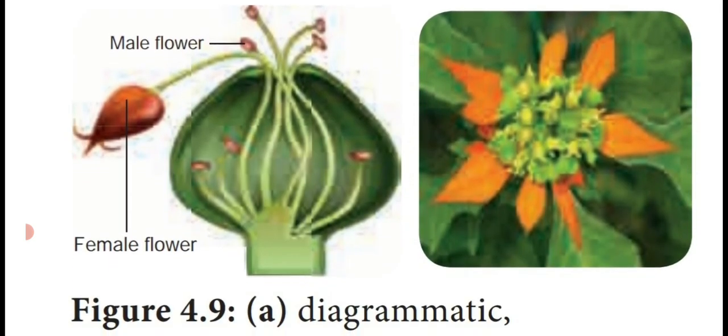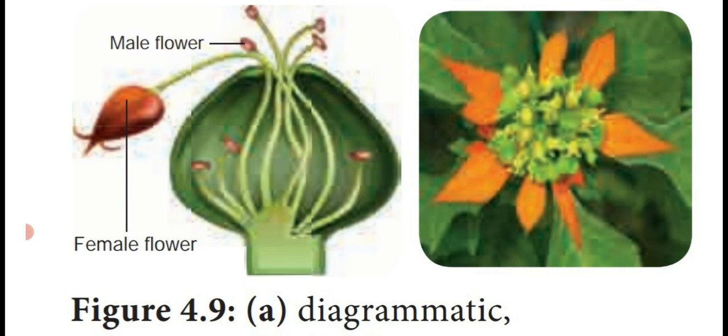This is the cyathium inflorescence. See the first diagram. A green color portion which looks like a cup-shaped structure is known as involucre. Then at the center, they are having many male flowers which contain only one stamen at the tip. Then at the center, they are having only one female flower with a long pedicel.